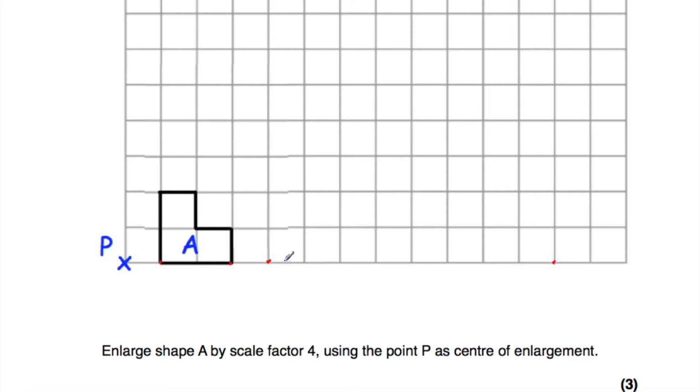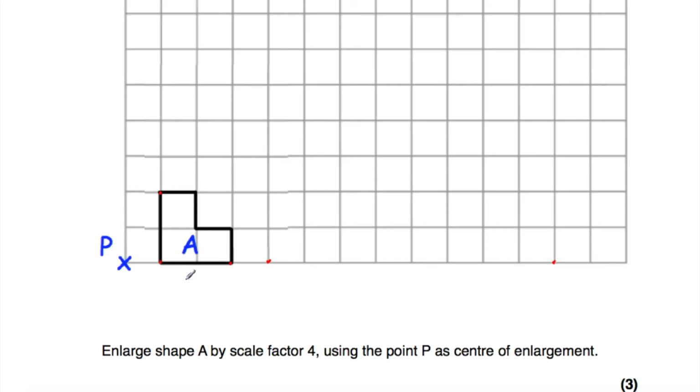We could at this point actually draw an edge, just knowing that each of the sides are going to become 4 times larger. But I tend to do lots of the points actually. So let's carry on and let's do this point here. To get to this point, we would go 1 to the right and 1, 2 up. So instead of going 1 to the right and 2 up, we're going to times that by 4.